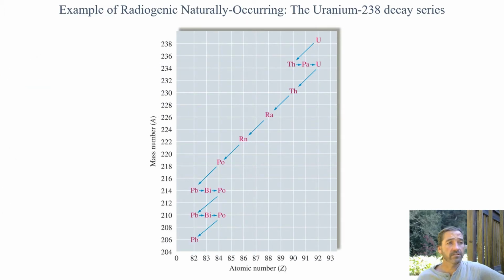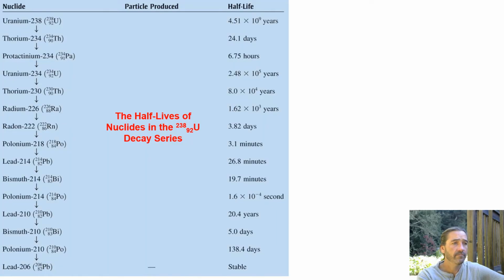And so here's the series for uranium-238. We covered this in a previous video, where uranium-238 goes through different alpha and beta decays and ends in lead-206. And again, we have the different half-lives for the different nuclides within the series, but the first half-life is the slow step.